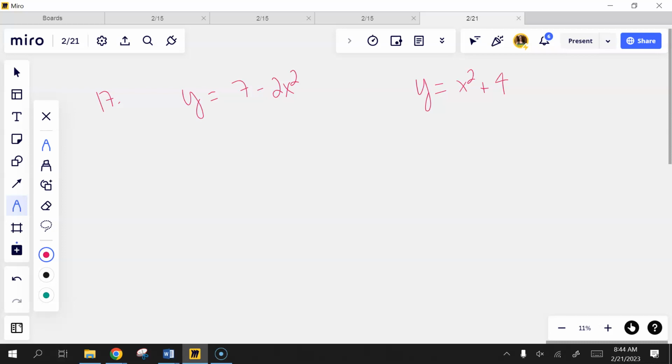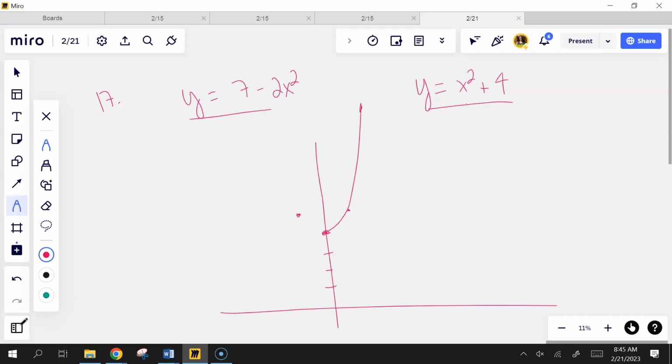All right, so let's think about what this is doing, right? They're both parabolas. Yes, this one a little bit easier to graph than this one. We'll do this one first. y equals x squared plus 4. Just a standard parabola up 4. Up 1 over 1, up 1 over 1. Okay.